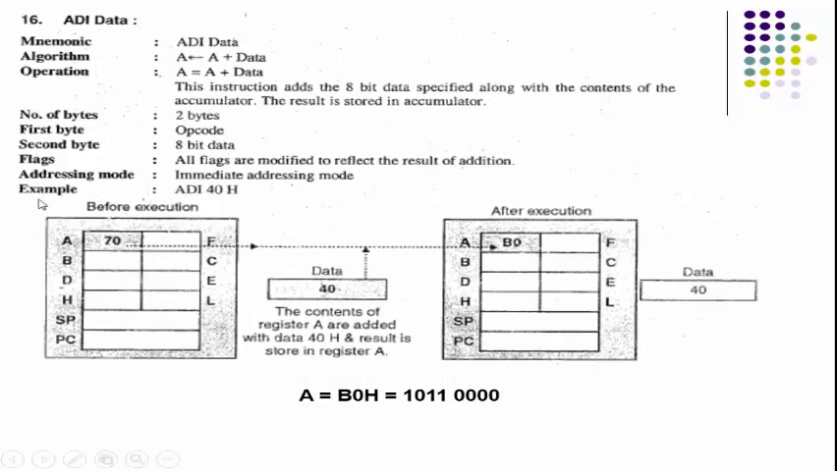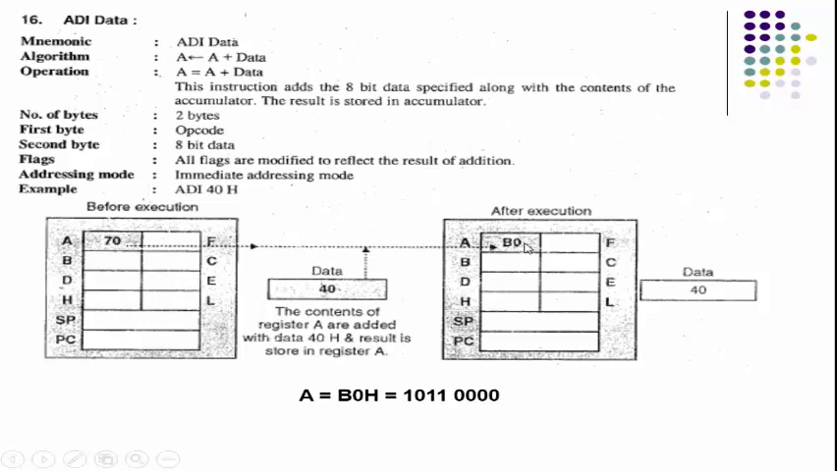Suppose before execution in the accumulator we are having 70 hex, and suppose the ADI instruction gets executed, then this 70 hex gets added with 40 hex, and the result you will get again in the accumulator. The addition result you will get is B0 hex. So 70 hex plus immediate data 40 hex, addition result B0 hex.